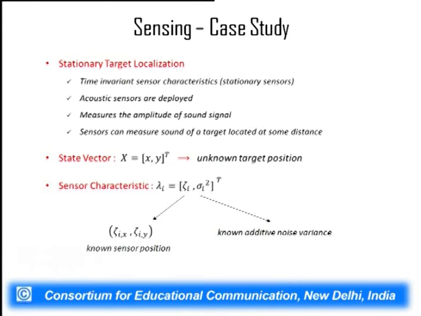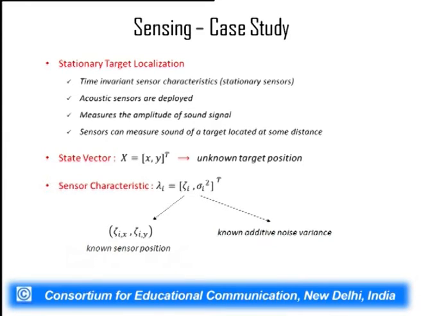Now let's understand this more by doing a small case study. Say we are trying to localize a target. The application is target localization, a stationary target localization, in which the assumptions that we make are that our sensors are all stationary, they are not moving, no mobility, and obviously time variant, because with respect to time the details will be fetched.